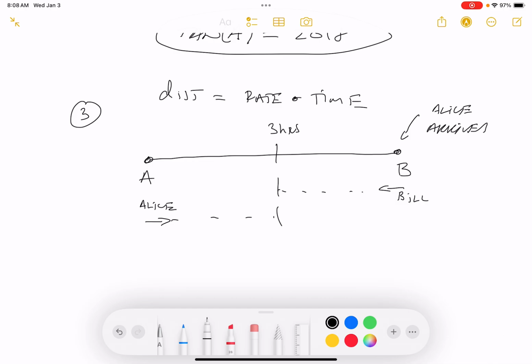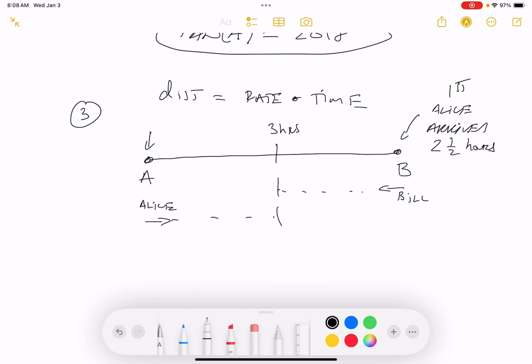Again, I'm just reading it. Alice arrives at B 2.5 hours before. So 2, let me make sure I'm reading that right, and 1/2 hours. And she's the first one there. So Bill arrives over here 2.5 hours later, by the way. Okay, so I got to keep reading it. And it says, how many hours does it take Bill to go from B to A?